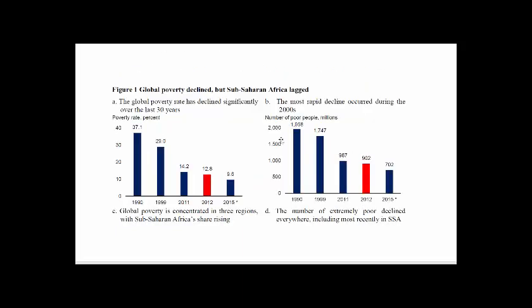Again, this underscores that global poverty has gone down, but Sub-Saharan Africa has lagged. Sub-Saharan Africa, if you don't know, refers to those countries below Northern Africa. Northern Africa has countries like Egypt, Tunisia, and Libya, and so on. Sub-Saharan Africa are the countries below that.